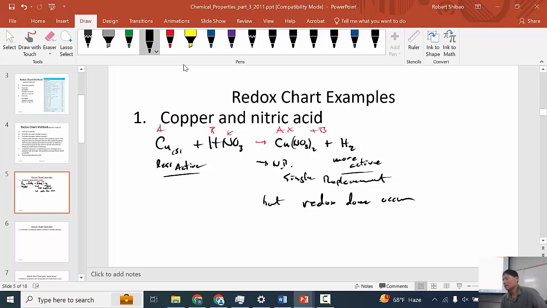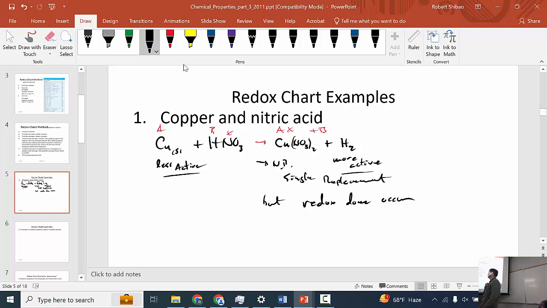So you can use single replacement, but you have to remember that nitric is not a normal acid. Nitric is what we call an oxidizing acid. Oxidizing acids do not work in single replacement reactions. And so if I made this hydrochloric acid, I'm good. So in Chem 4, the instructor would never put nitric acid there because they know you'd get the wrong answer, right?